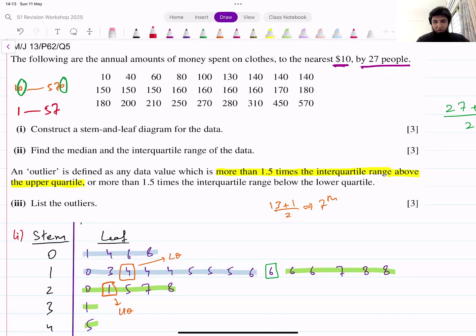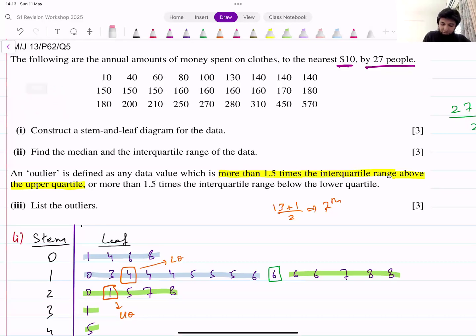That's a lot. You'll have to write down all of those values, 1, 2, 3, 4, 5, 6, all the way up to 57. And notice all of them are zeros here. So the leaf is not going to be very interesting because it will just be zeros. The last digit is 0 for all of them. So what do we do then? These values are given corrected to the nearest $10, so that is why the last digits are all zeros. So using 1 to 57 as stem is not going to help in this case.